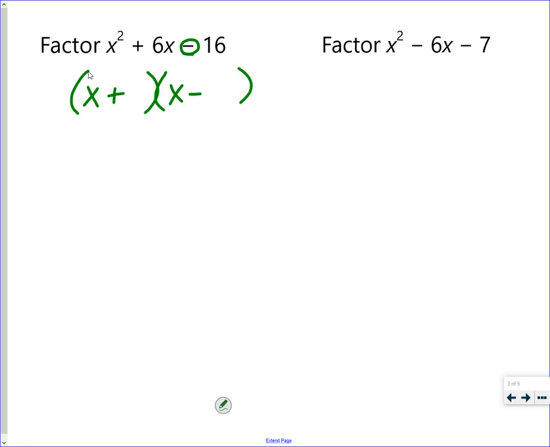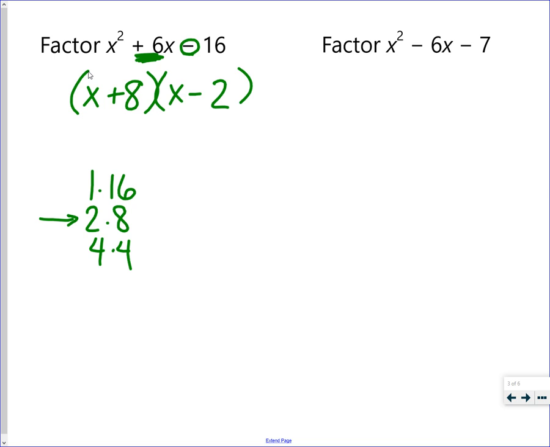So you could make a big list of numbers that multiply to be 16 if you want to. 1 times 16, 2 times 8, 4 times 4. And then I would say, well, which of these pairs would subtract to be 6? And that's going to be this. Since this middle section ends up as a positive, I want my bigger number, my 8, to go with the positive, and the smaller one goes with the negative.